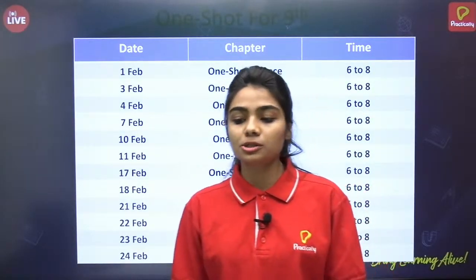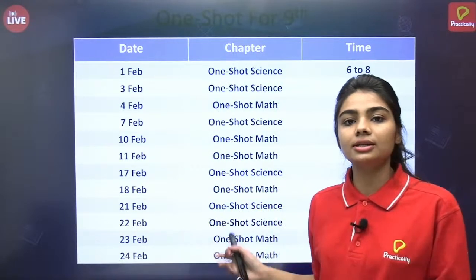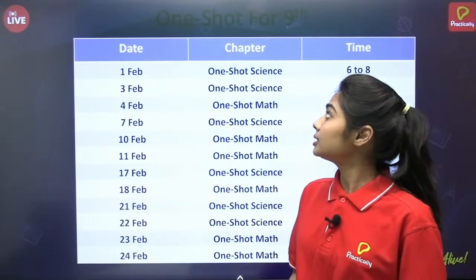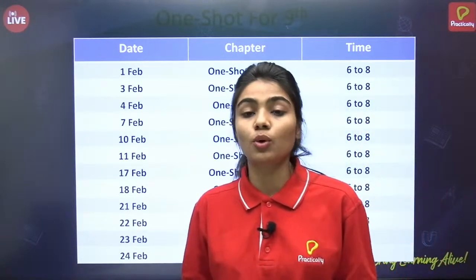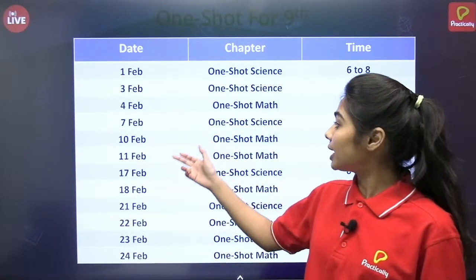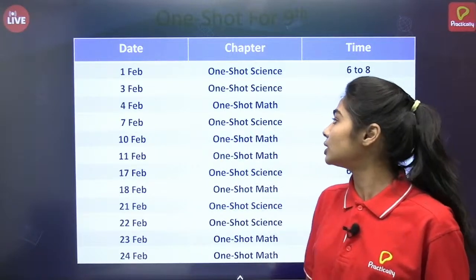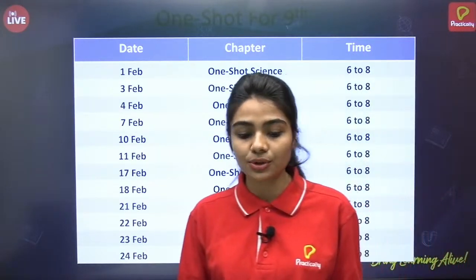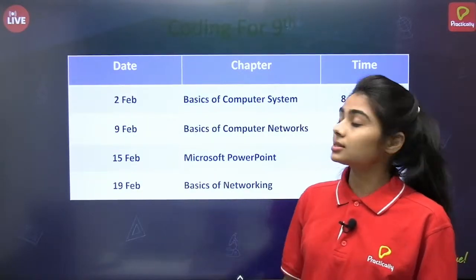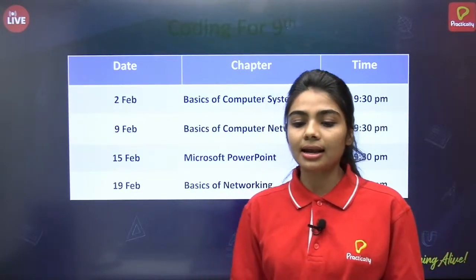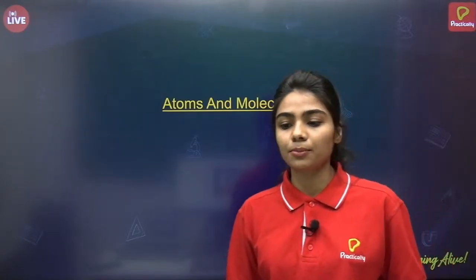Atoms and molecules, but before that I should share this schedule with you. This is for class 9. So on these days we are conducting this one shot series. So today is 17th Feb. Today is one shot science, that is for chemistry only. This is the schedule for the coding class, and let's start with atoms and molecules.